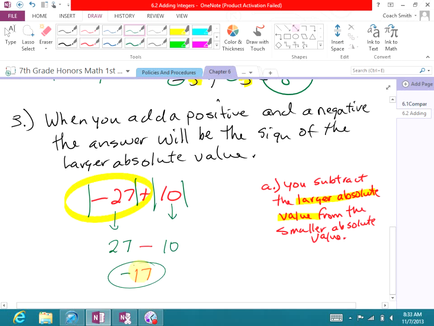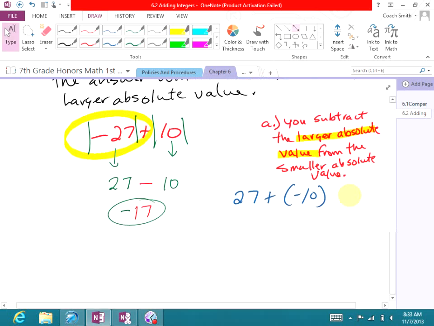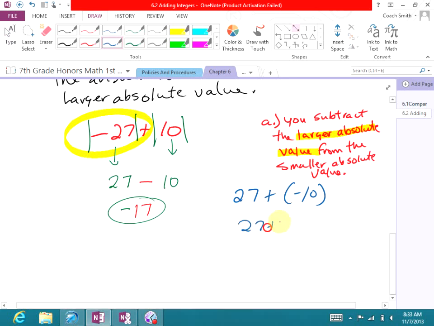If this problem would have been reversed, let's say it would have been 27 plus negative 10. Now the parentheses have nothing to do with the problem. They're just making sure that you understand that it's a negative number. There's not multiplication, it's not any of that. Eventually they will write it like that. Those two problems are equivalent to each other. One's just got the parentheses, one doesn't.